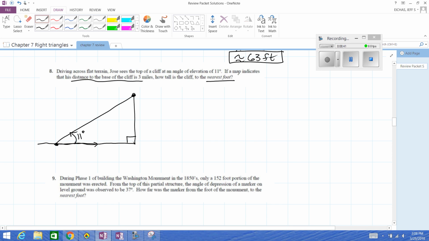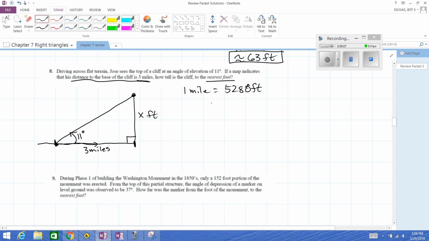All right, so we have a 3-mile distance to the base of the cliff. So that's 3 miles, but they want to know how many feet. So the first thing I'll probably do is convert 3 miles to feet. 1 mile is 5,280 feet. If you don't memorize that, it's okay. There's a reference sheet and all that.